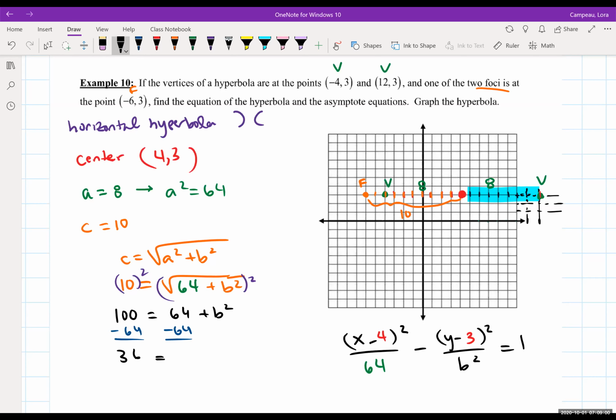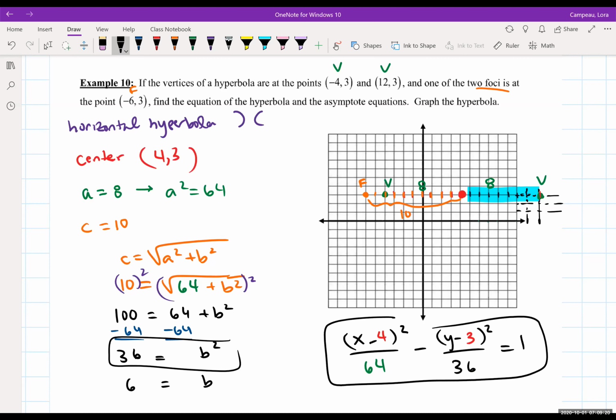You know why that made me happy? Because I get B squared equals 36. And if I have my B squared, I could tell who B is. So B is equal to 6. Remember, we're kind of using the B squared to help us. We can now replace the B squared with a 36. And we actually have our equation of the hyperbola.